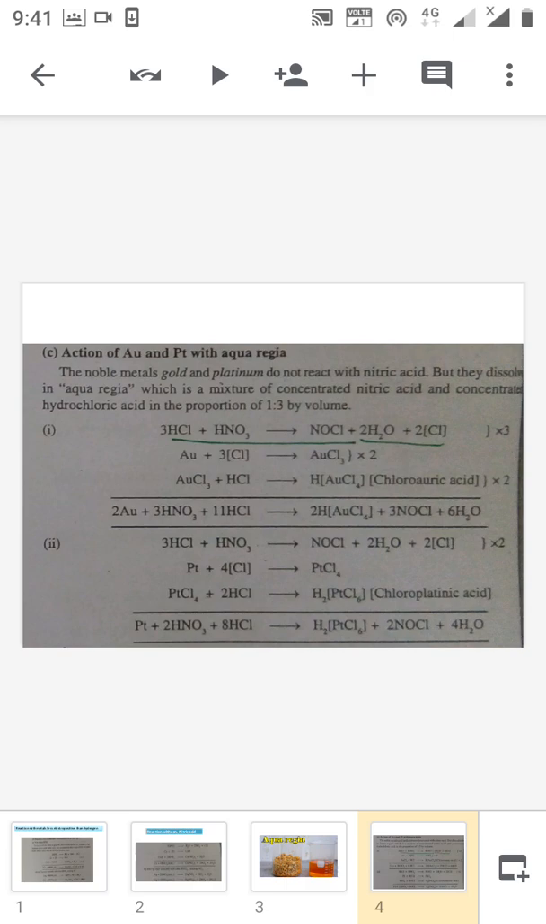This chloroauric acid again reacts with nitric acid, so the overall reaction is gold plus aqua regia giving chloroauric acid, NOCl and water. Similarly, the equation is the same in the case of platinum; the only difference is that the metal is different. Platinum reacts with aqua regia and we get chloroplatinic acid. So this is the action of gold and platinum with aqua regia.